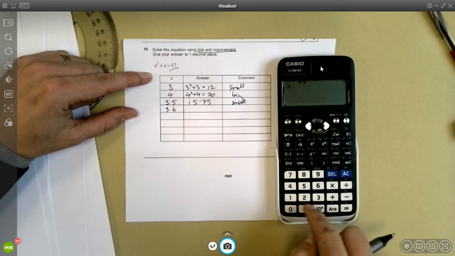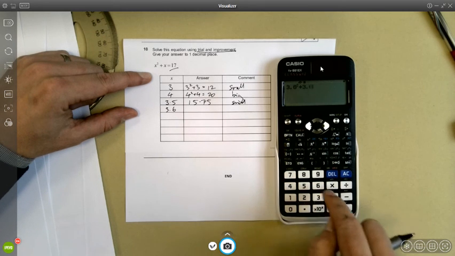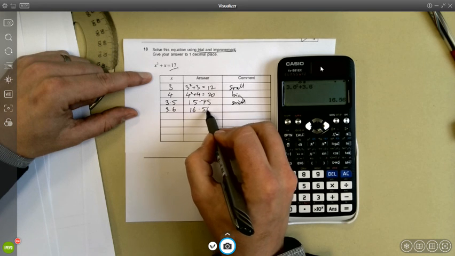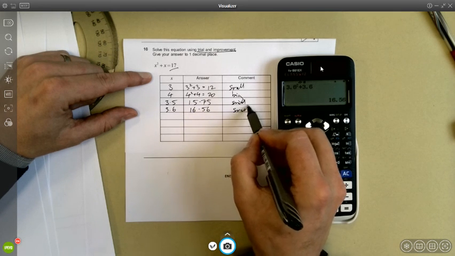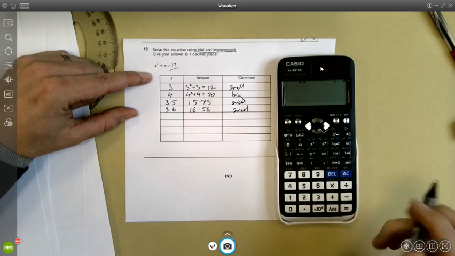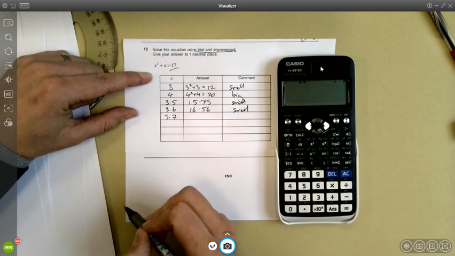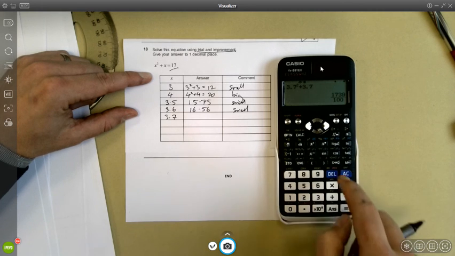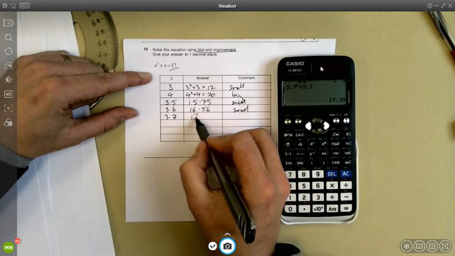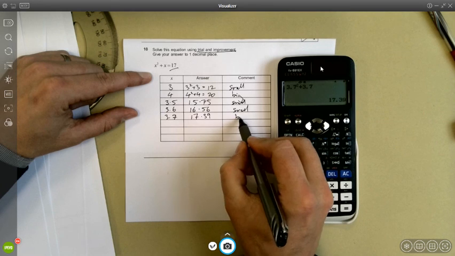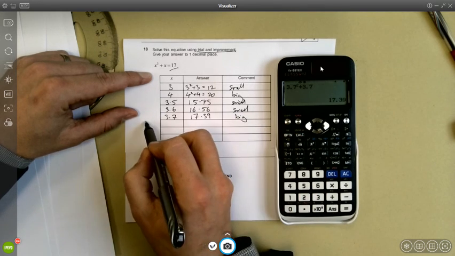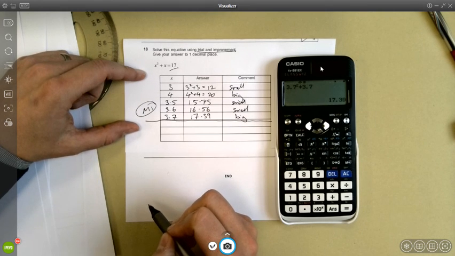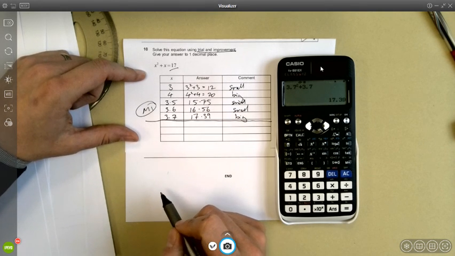Let's try 3.6. Square it, add on 3.6. We get 16.56. That is too small still. Well, let's try 3.7. So 3.7 squared, add 3.7 is, oh, that's too big, isn't it? 17.39. So we're going to say, well, that's too big. So basically, it's somewhere between these two values. Now, up to here, that's 1 mark. You basically only earned 1 mark up to here, a bit tight.